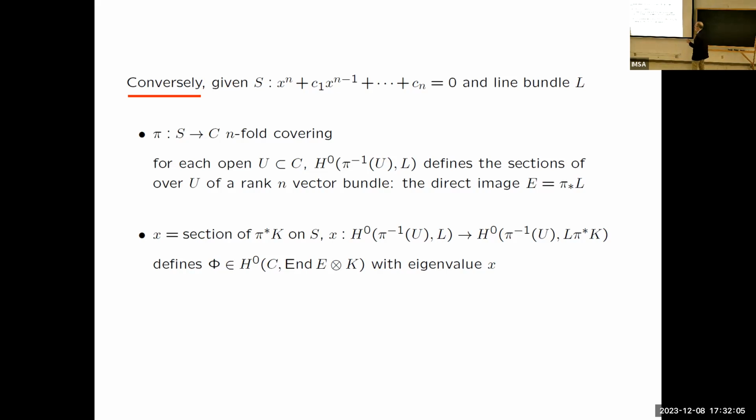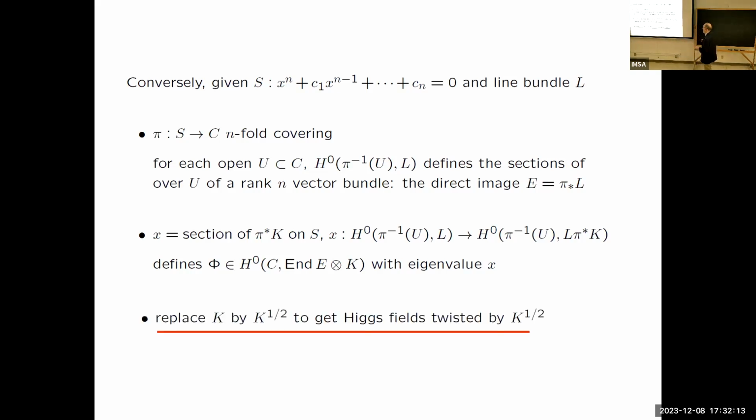So we don't mention anything about starting with the bundle itself and trying to construct a Higgs field from that. And of course, given that, we can replace the canonical bundle by K to the half to get Higgs fields twisted by K to the half. So we can always do this. We can always find such curves. And this is the way that you can construct these spinor-valued Higgs fields.